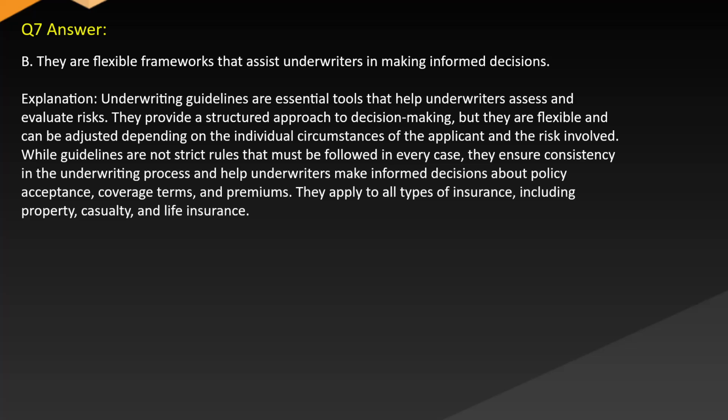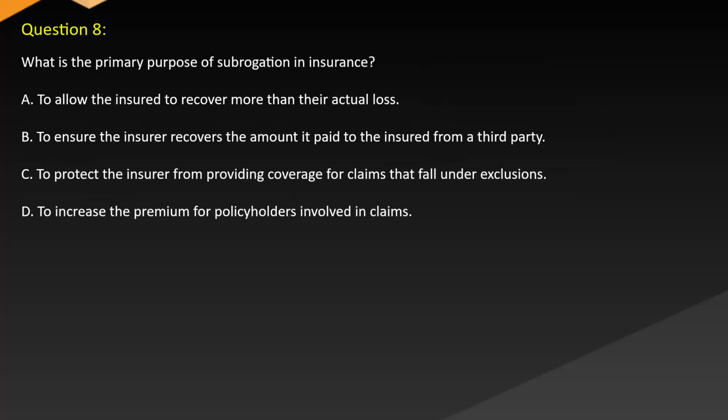While guidelines are not strict rules that must be followed in every case, they ensure consistency in the underwriting process and help underwriters make informed decisions about policy acceptance, coverage terms, and premiums. They apply to all types of insurance, including property, casualty, and life insurance. Question 8. What is the primary purpose of subrogation in insurance?